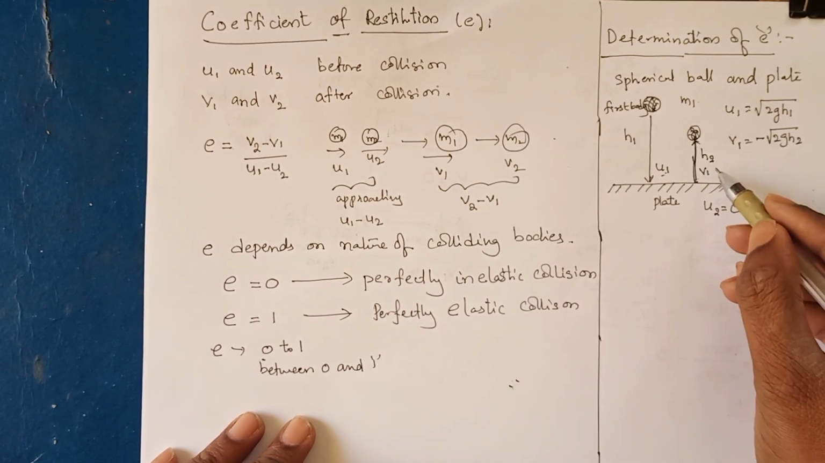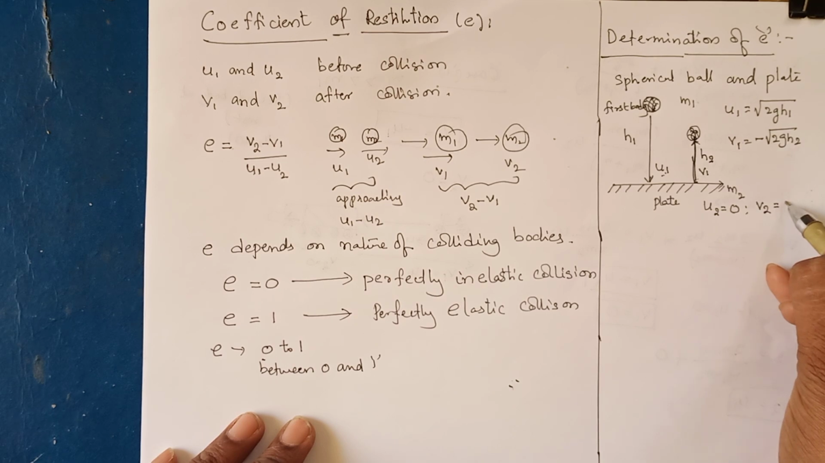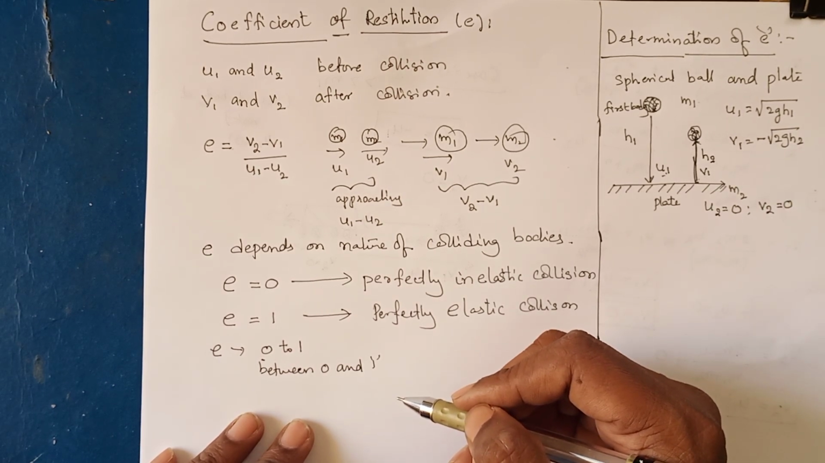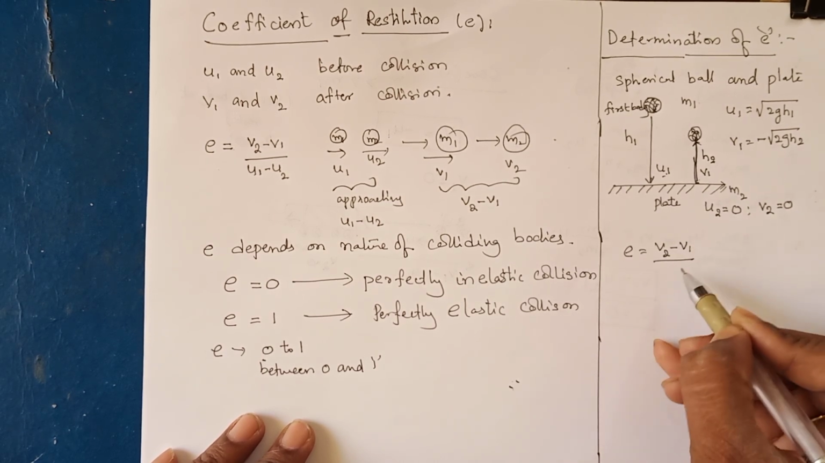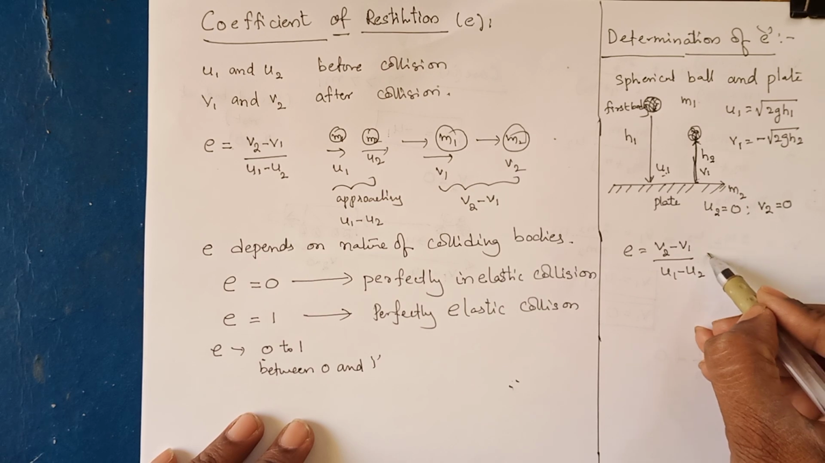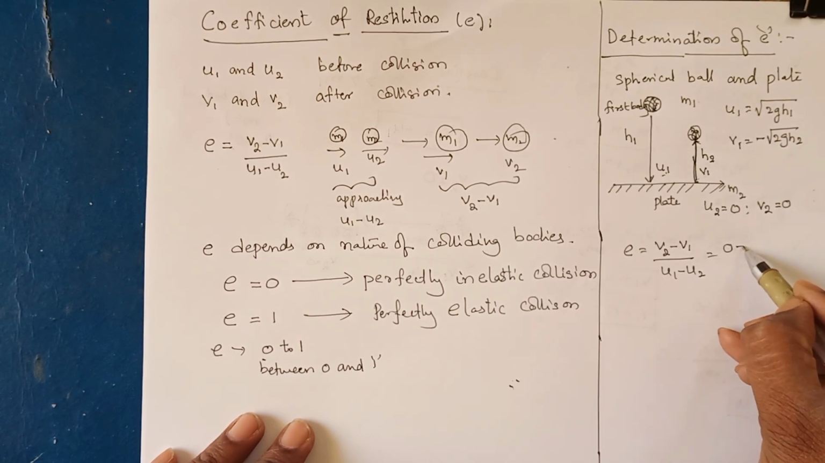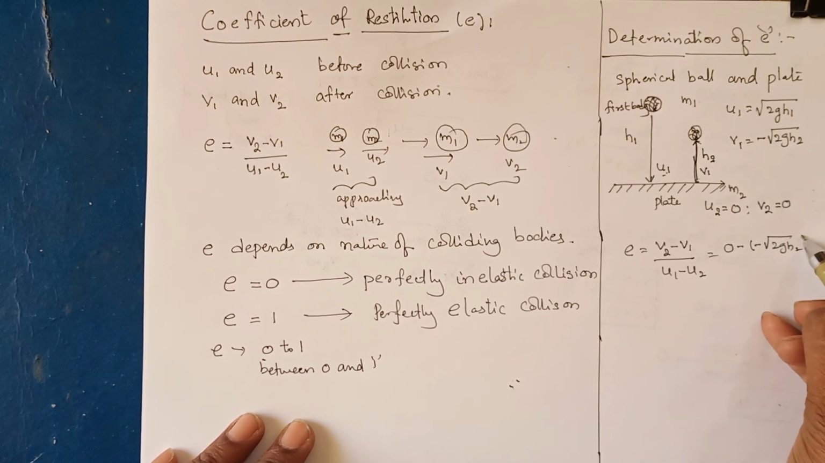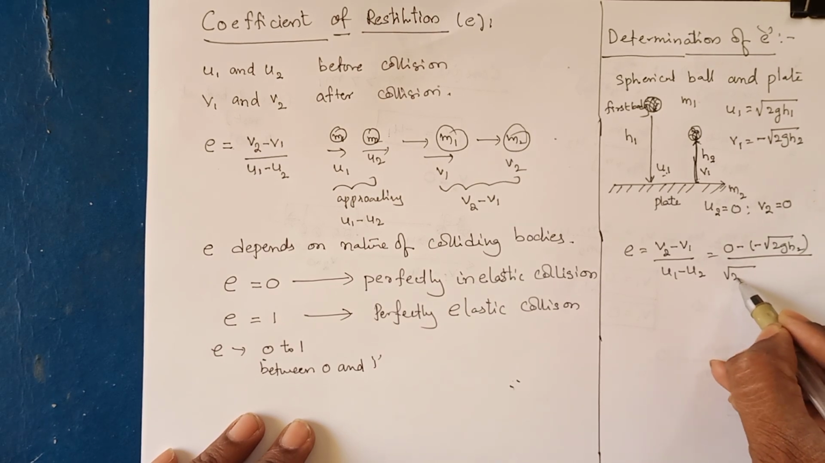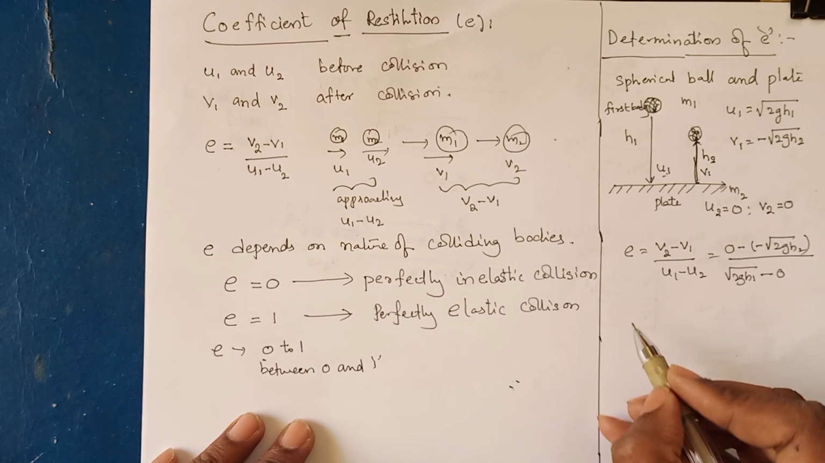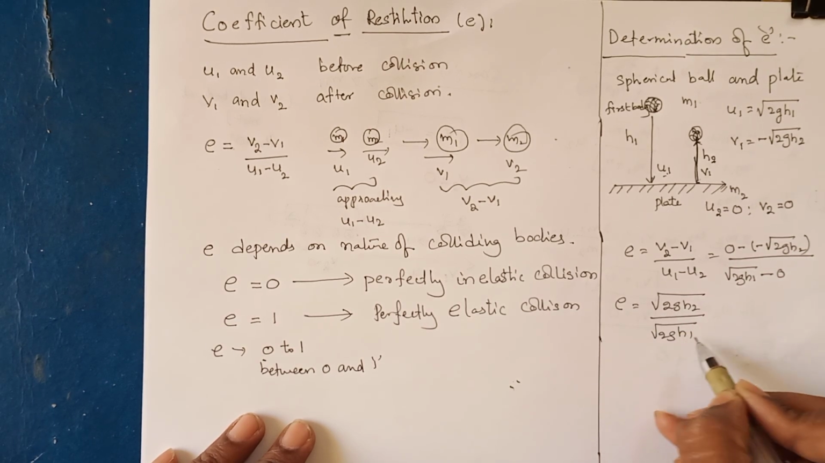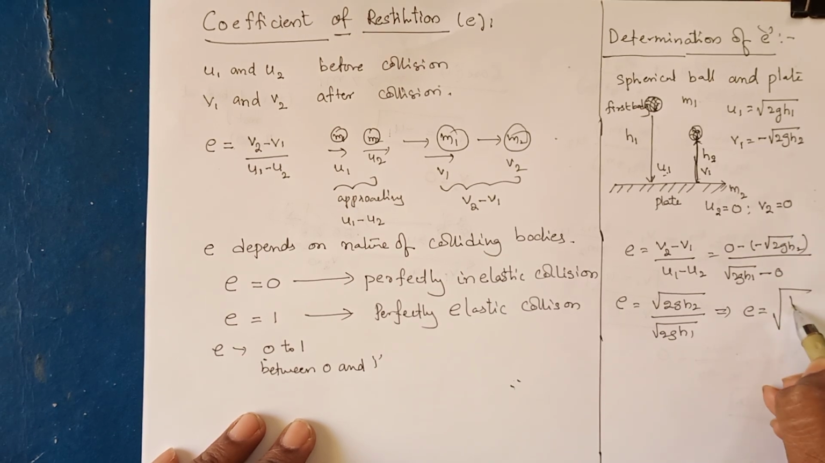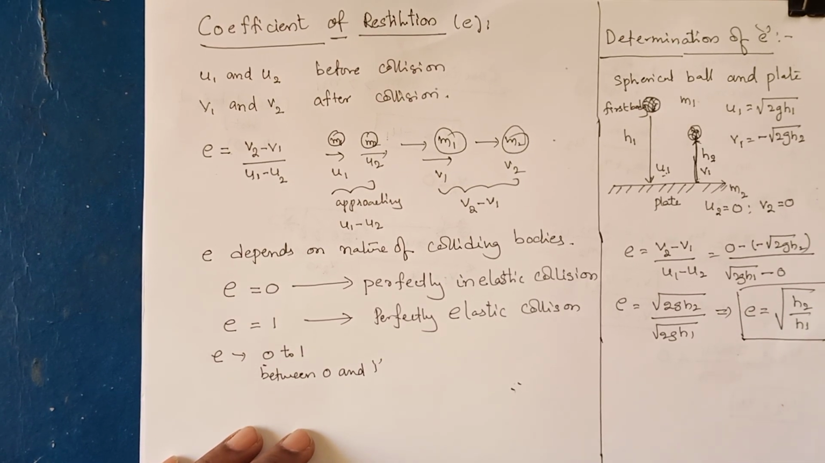What is the final velocity of the plate, which is at rest, because it cannot be moved? Just imagine a ball bouncing off a wall. Now substitute in the equation E is equal to v2 minus v1 by u1 minus u2. So v2 is 0, v1 is minus root of 2gh2, u1 is root of 2gh1, and u2 is 0. So E is equal to root of h2 by h1. This ratio of the heights to which the spherical ball bounces up decides the coefficient of restitution.